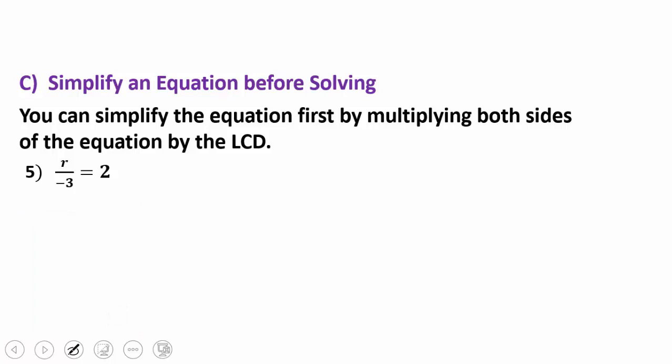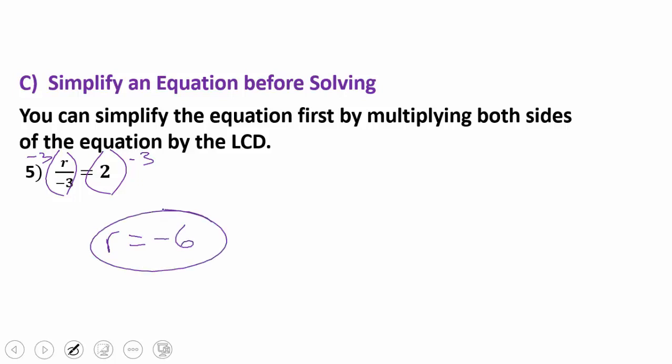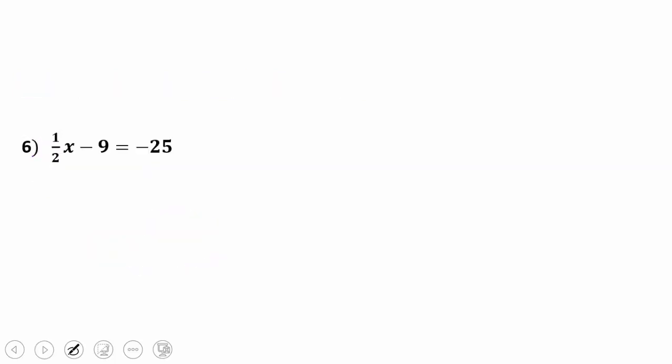Well, the least common denominator for r over negative 3 and 2 would be negative 3. So really, it is multiplying by negative 3, which is the inverse operation of dividing. So if I multiply by negative 3, this makes it really simple. r is equal to negative 6. So that probably doesn't show you as much as we could, but just to say that that's as simple as it gets, and it is there.